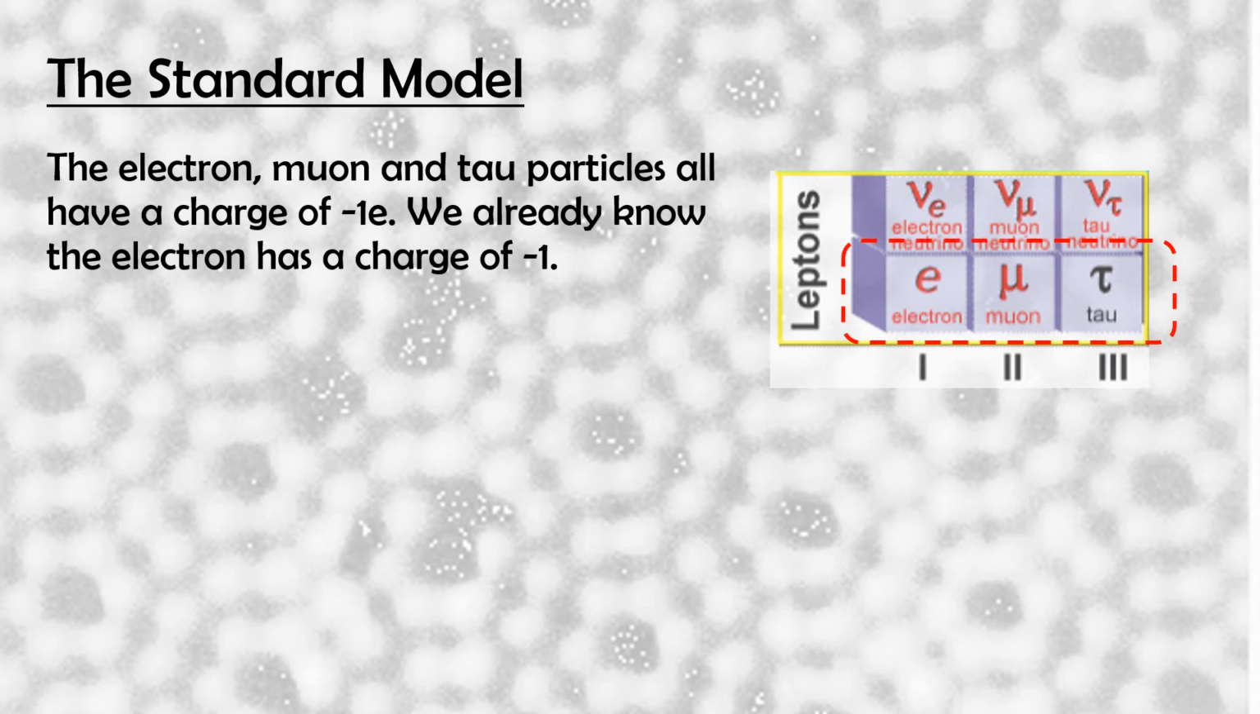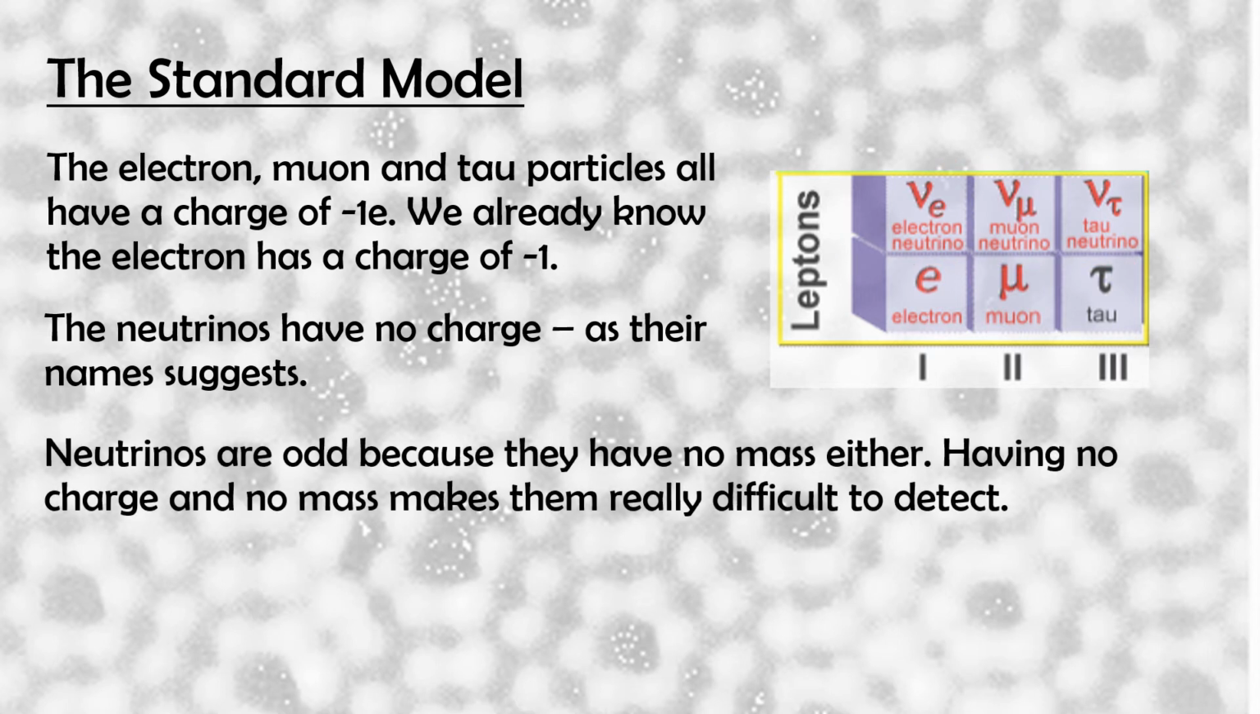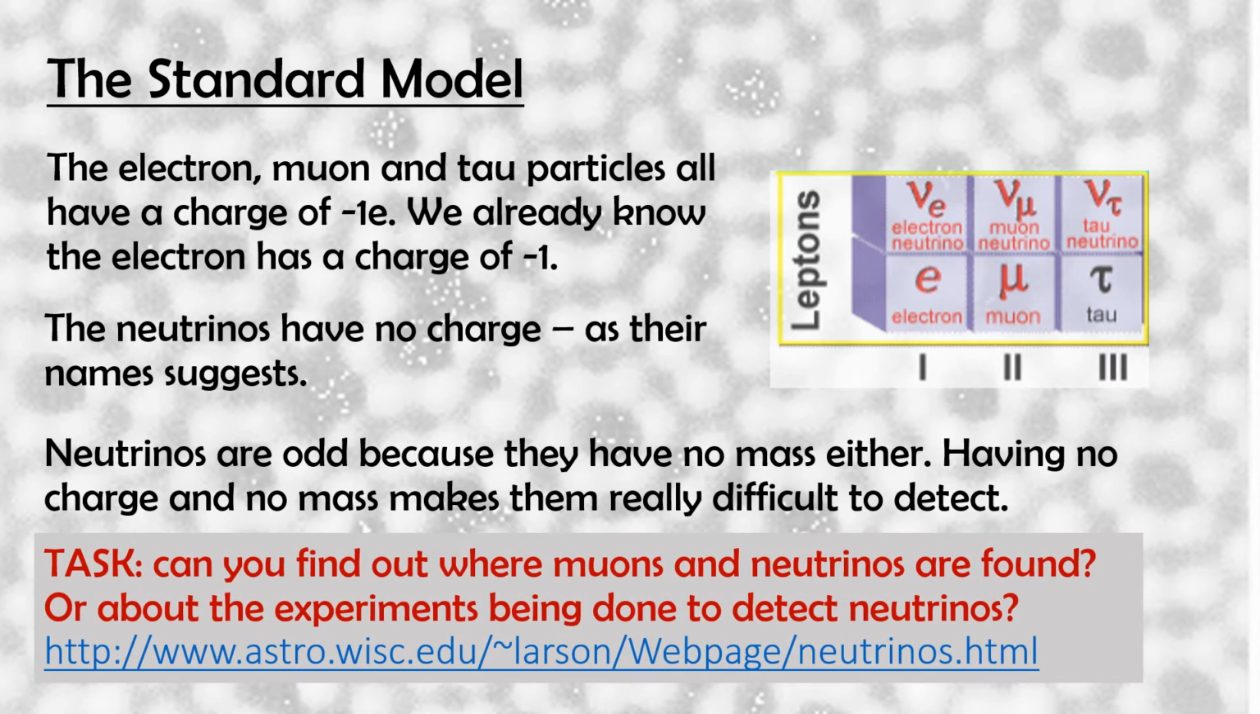The electron, muon and tau particles all have a charge of -1e. We already know that the electron has a charge of -1. Neutrinos have no charge, as their name suggests, they're neutral. Neutrinos are odd because they have no mass either. Having no charge and no mass makes them really difficult to detect.